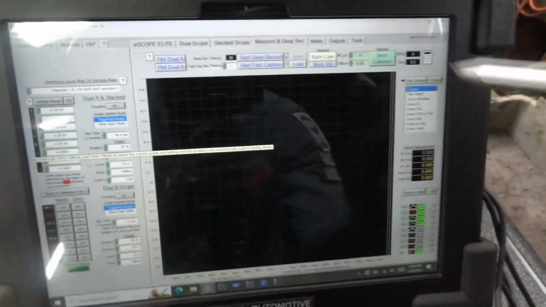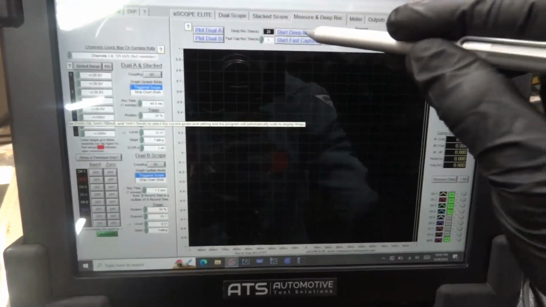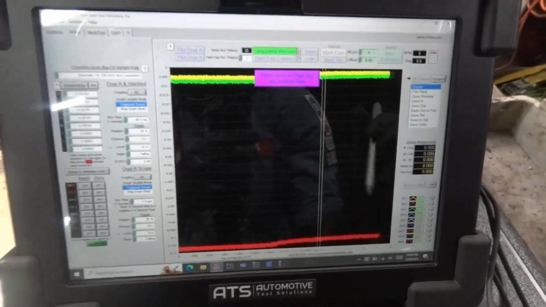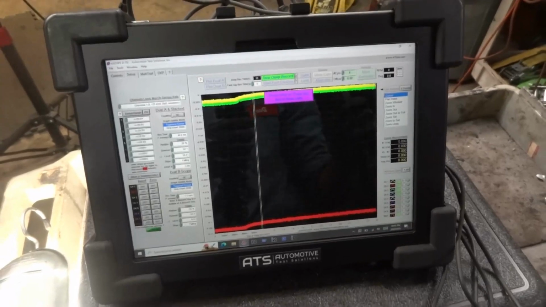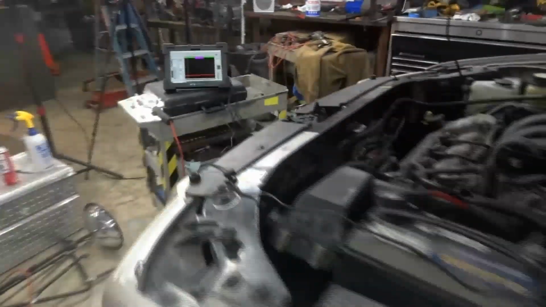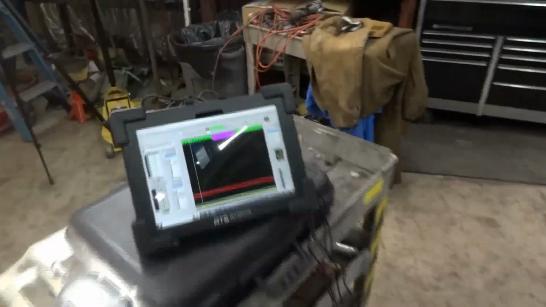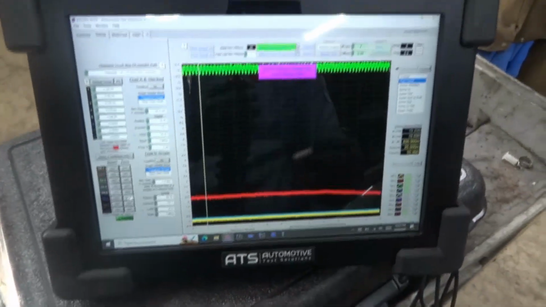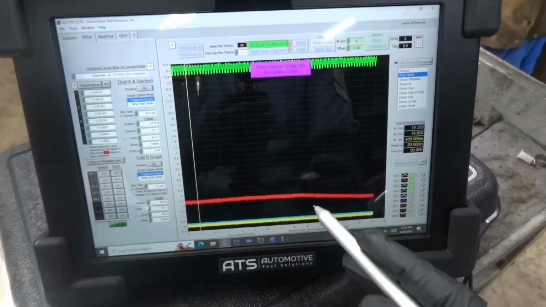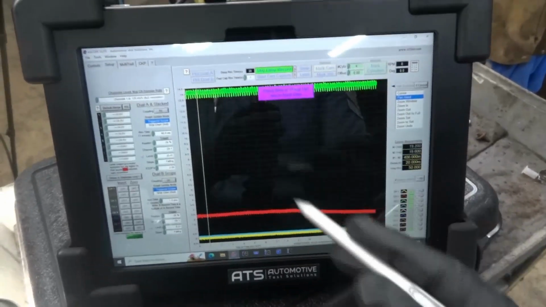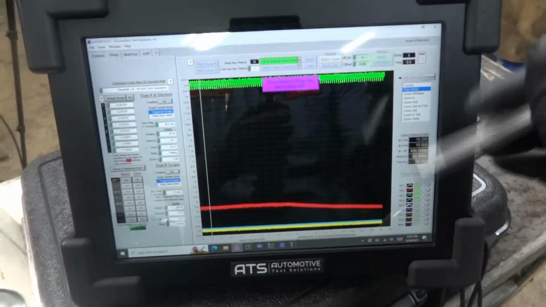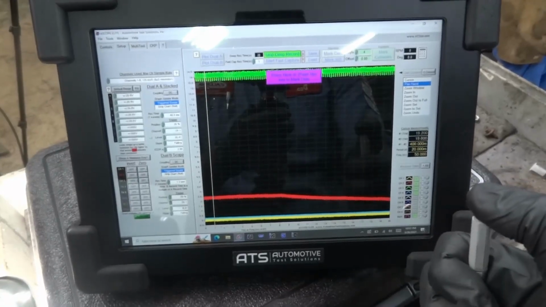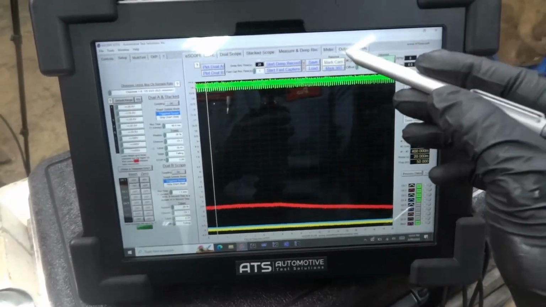Perfect. All right, so now we're gonna start our deep record. I'm gonna go in the vehicle and start the engine. All right, so let's see what we got. Okay, so as you can see, we have activity over here on the lab scope screen. So let's pause this. Now let's go to mirror.